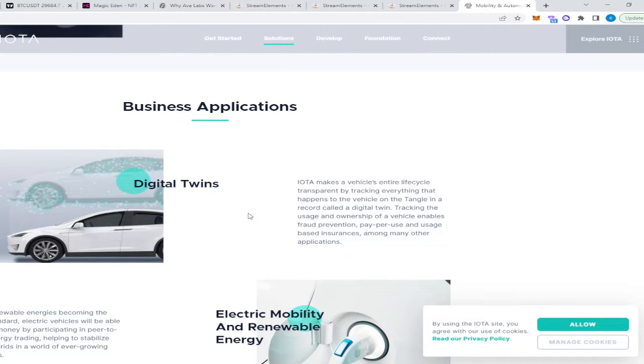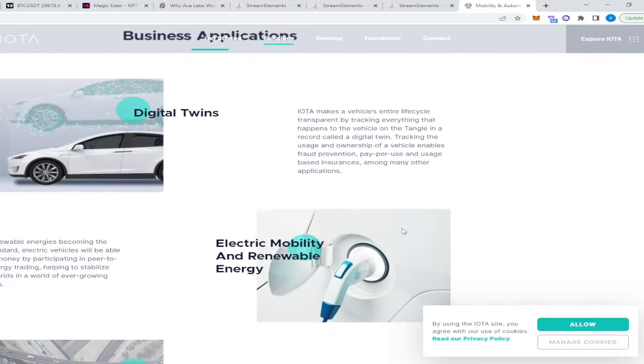What they call digital twins. IOTA makes the vehicle's entire life cycle transparent by tracking everything that happens to the vehicle on the Tangle, which is like their blockchain tracker, which is like a blockchain skin, in a record called a digital twin. Tracking the usage and ownership of a vehicle enables fraud prevention, pay-per-use, and usage-based insurances, among other applications.